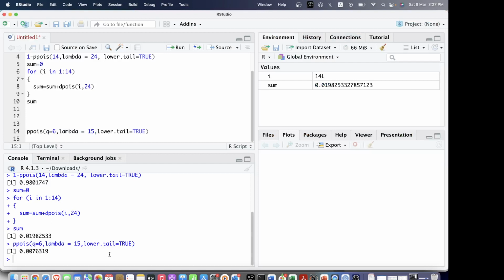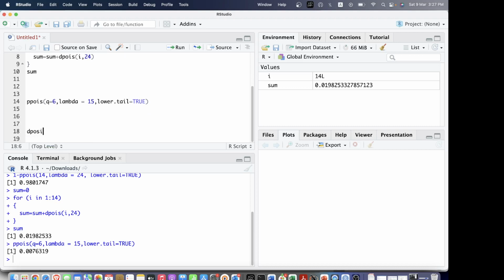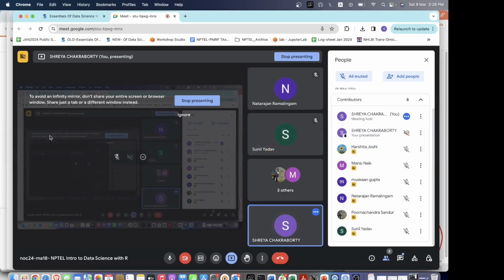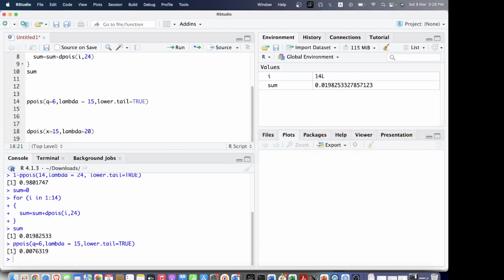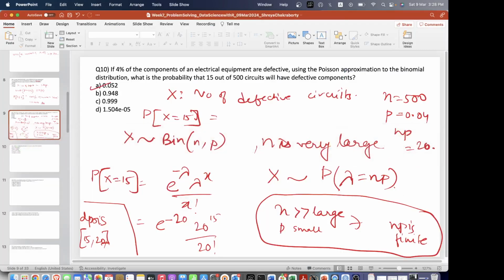Where is the cursor? Can you see it? So dpois, x equal to 15, lambda equal to how much? Lambda was 20. This is 0.0516. That is our answer. This one, 0.052. Okay. Alright. Moving on.